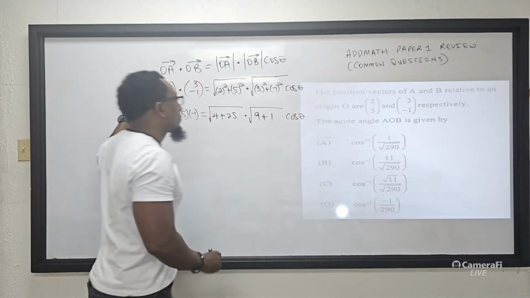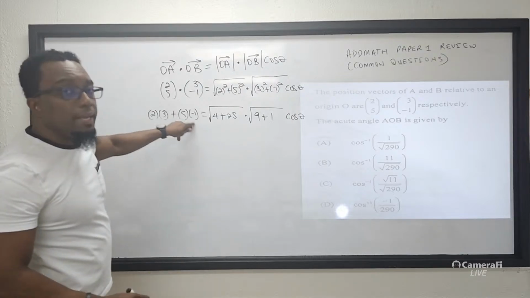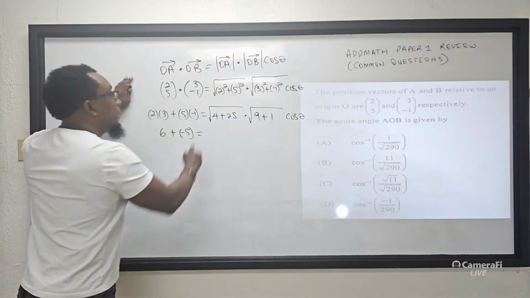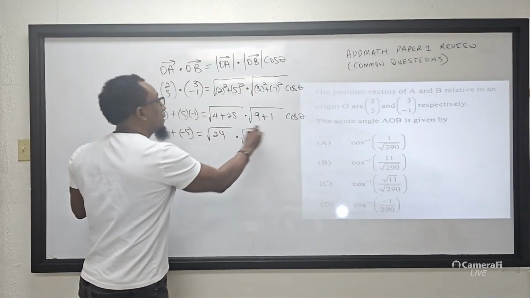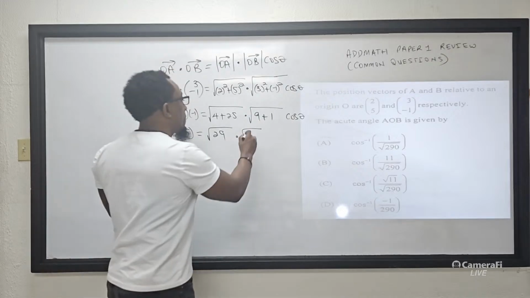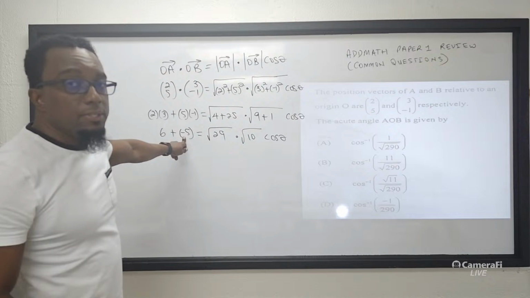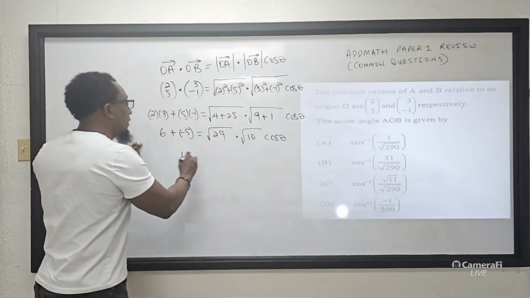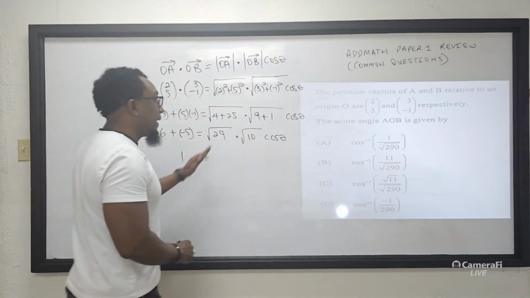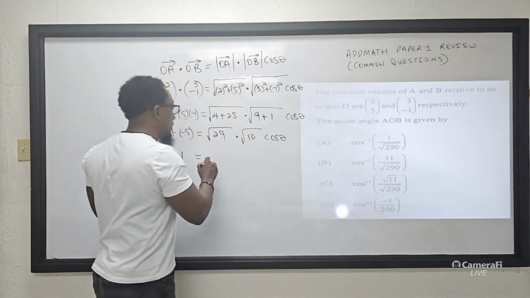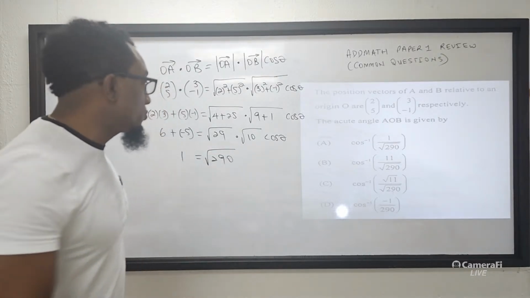So let's work out what is OA dot OB, which is 2 times 3 plus 5 times negative 1, equal to the square root of 4 plus 25 times the square root of 9 plus 1, cos theta. This will be 2 by 3, 6, plus 5 by negative 1, negative 5, equal to the square root of 29 times the square root of 10, cos theta. So 6 minus 5 is 1, equal to the square root of 29 by the square root of 10. Applying your knowledge of multiplication of surds, this becomes the square root of 290, since 29 by 10 is 290, cos theta.